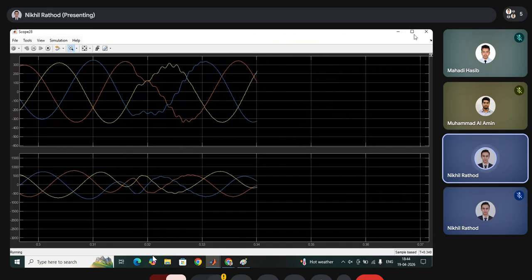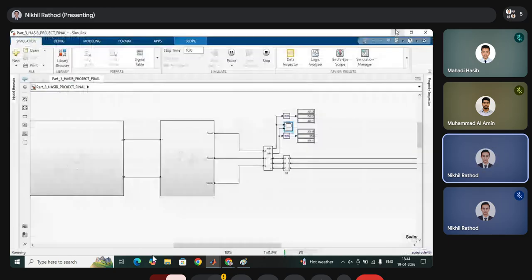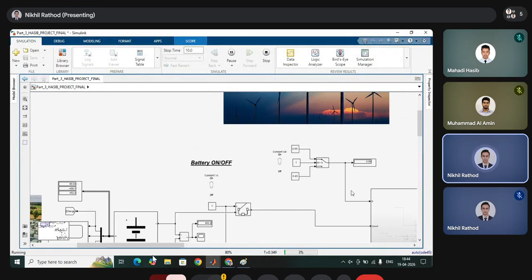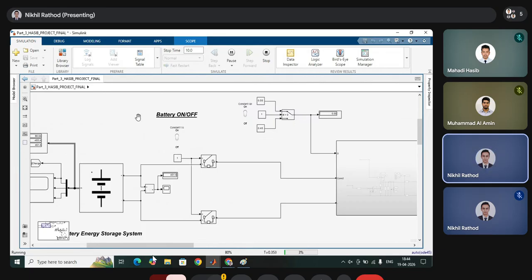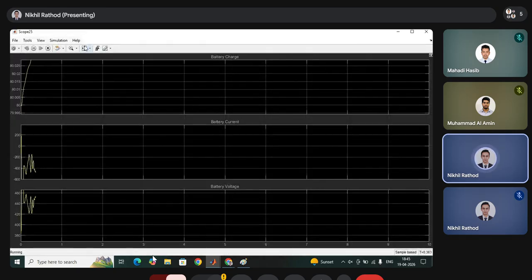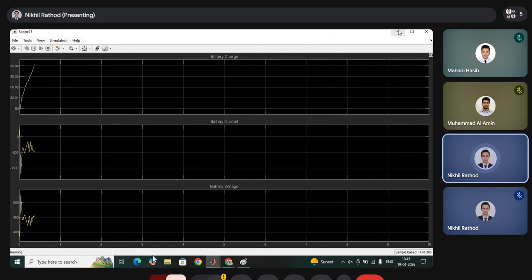And this is what is generated by the battery. You can see the switch is on, and the battery is right now charging. So negative ampere means the battery is going to charge. Positive ampere means the battery is going to discharge.